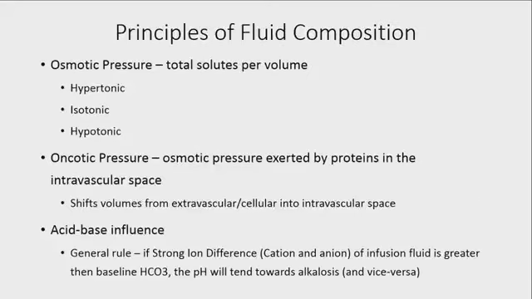The principles of fluid composition are governed by the osmotic pressure, which is total solutes per unit volume. So hypertonic, isotonic, or hypotonic. The oncotic pressure, which is the osmotic pressure exerted by proteins in the intravascular space, will shift volume from extravascular into intravascular. And the acid-base balance. As a general rule, if the strong ion difference, cation or anion, of the infusion fluid is greater than the baseline bicarb, the pH will tend to move towards alkalosis and vice versa. Bit complicated to think through, but it is as a general rule.